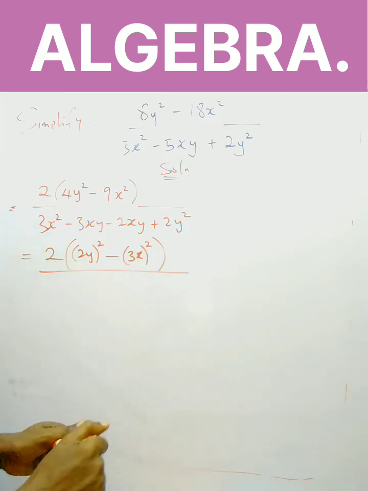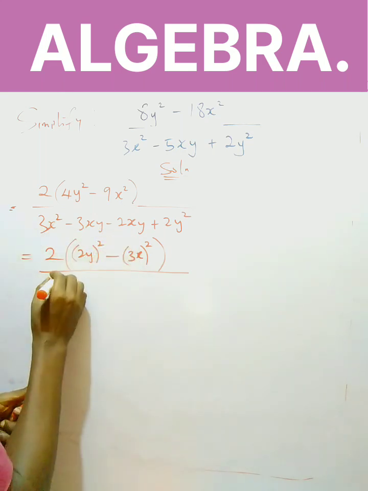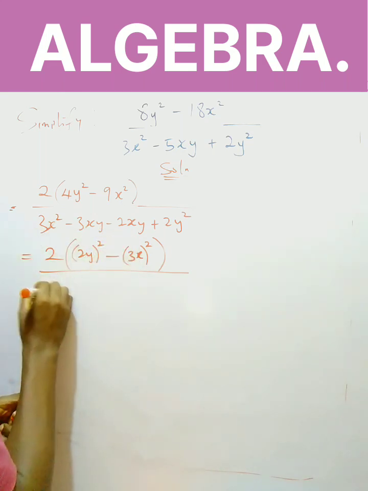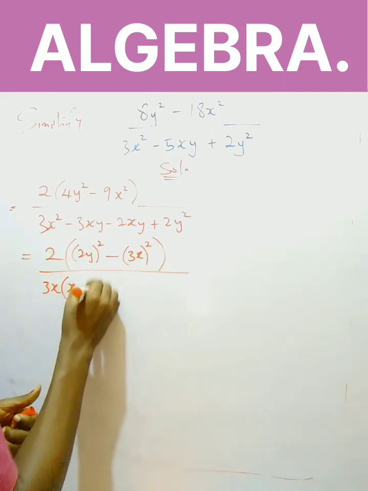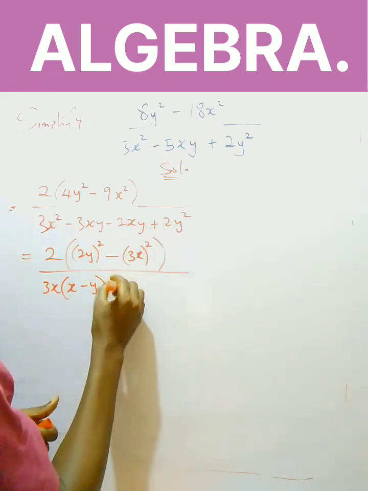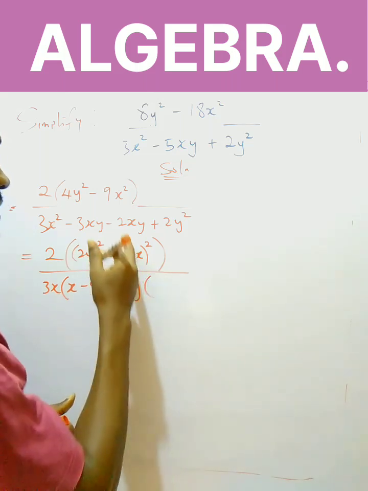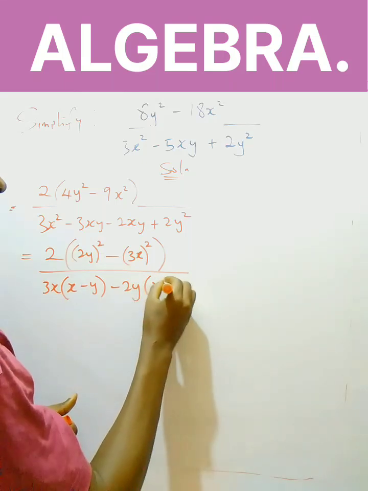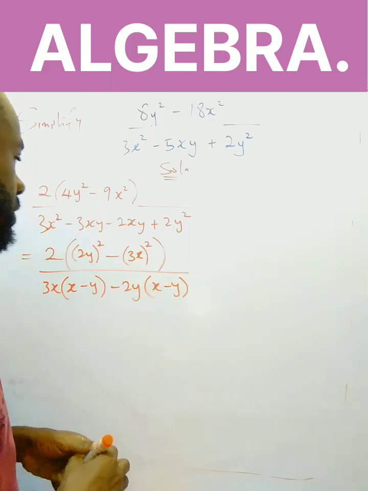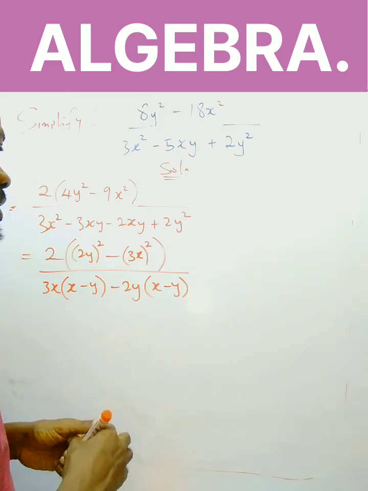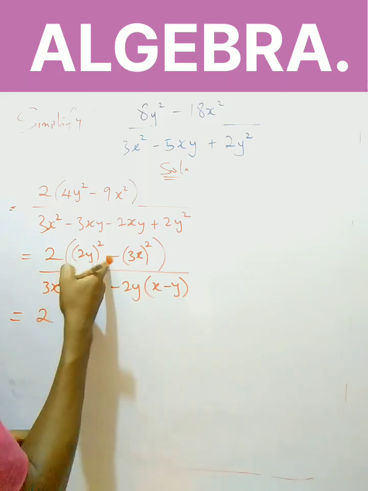And then let's go again. Now for this denominator, 3x is common to the first two terms, so I'm left with x minus y. For these two, 2y is common here, so I'm left with 2y, multiplied by x minus y as well. Can you see that? Okay, so let's go. I can also break this down.